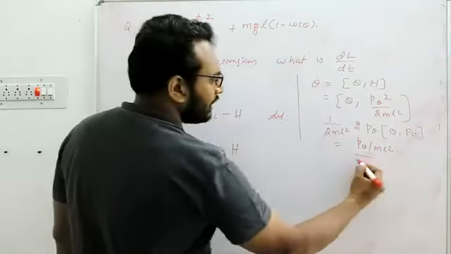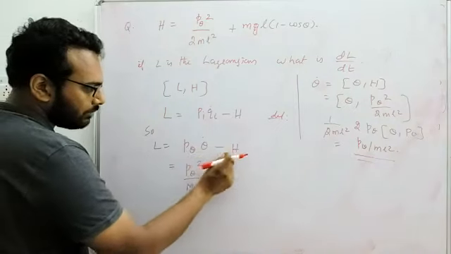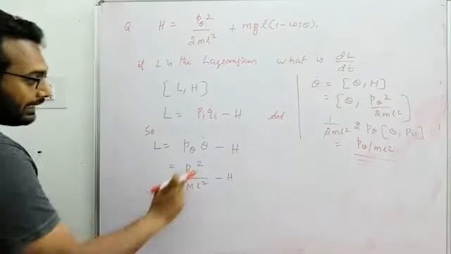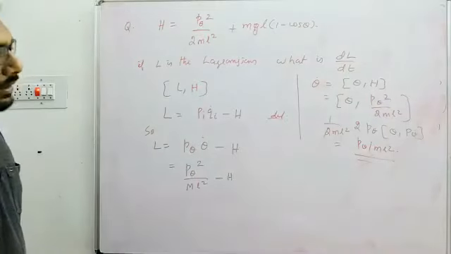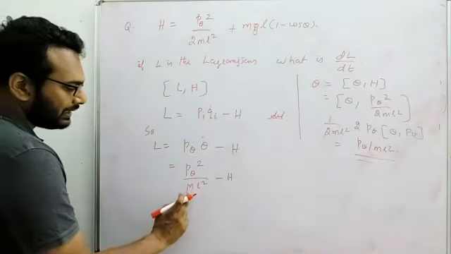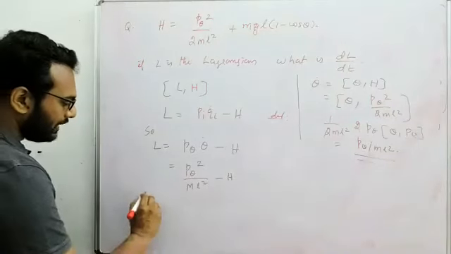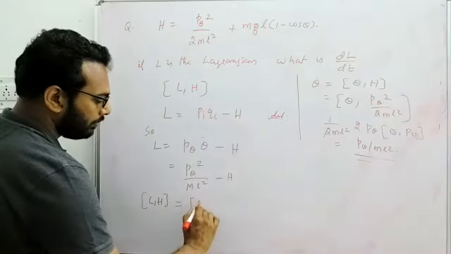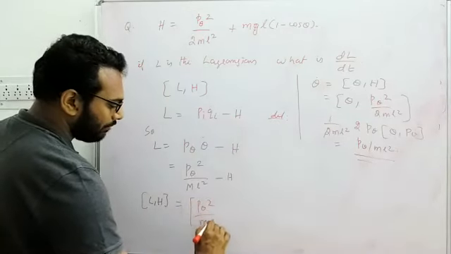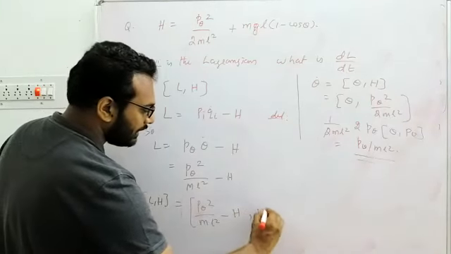Is this clear? What I do is I take the definition of L, that's equal to p theta theta dot minus h. And theta dot I already found is p theta by ml square. So I substitute it here: p theta square by ml square minus h. Now we need to find L with h. That's equal to p theta square by ml square, minus h, comma h.